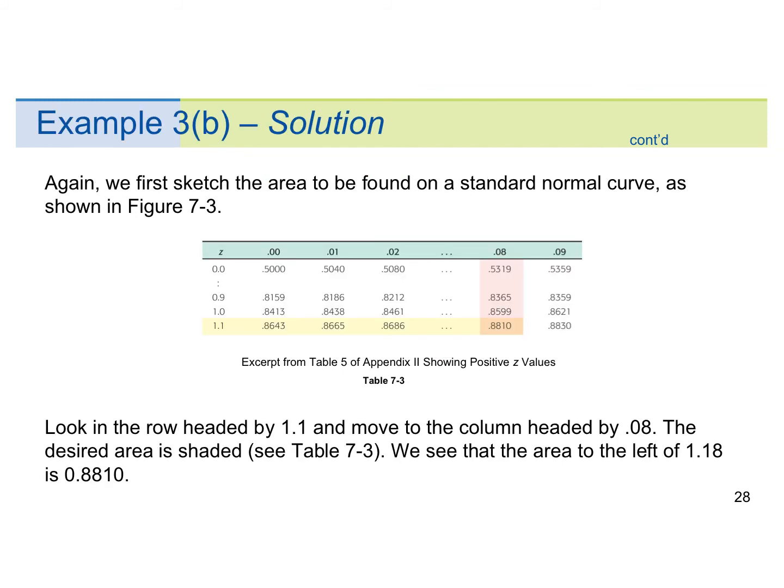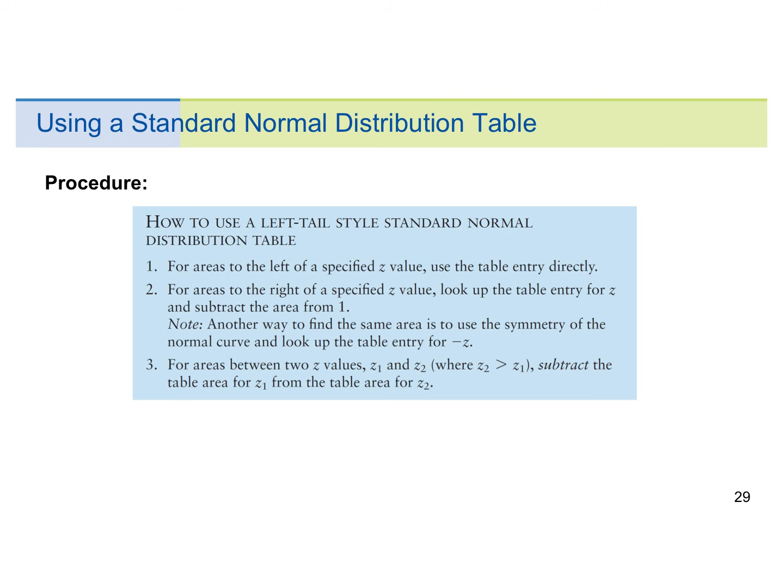So on the chart, we look for 1.1. And then up top, we look for the 08, which is right here. And then you just move to the right and move down. And the number you see is 8810. That's for the 1.18. So here's the rules.